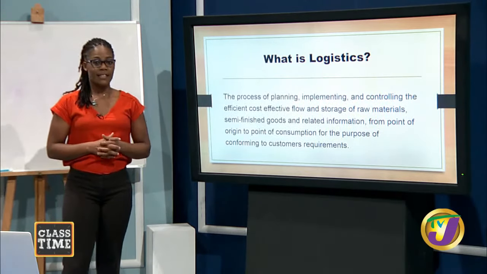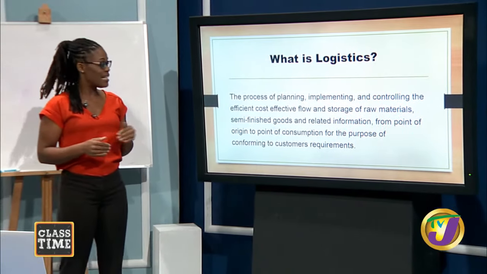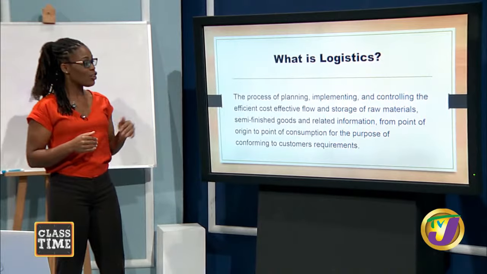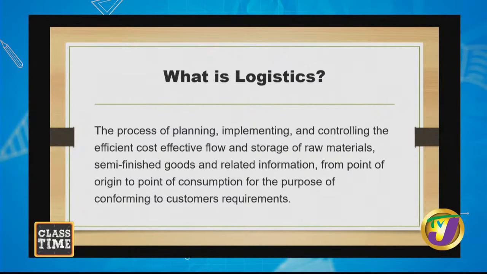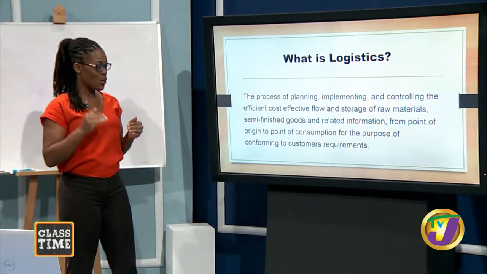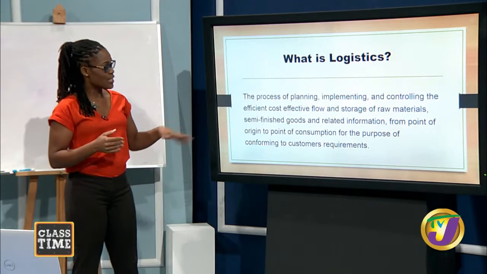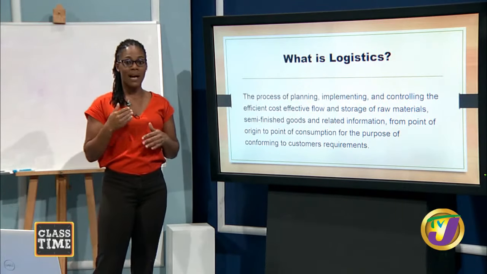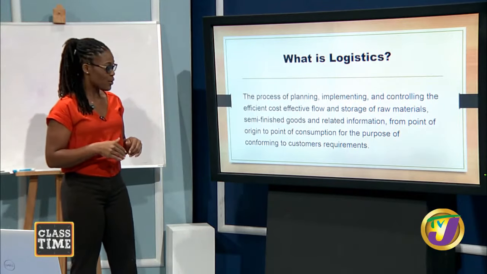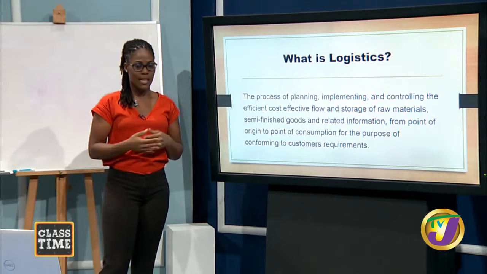Now, what is logistics? Logistics may be defined as a process of planning, implementing, and controlling the efficient, cost-effective flow and storage of raw materials, semi-finished goods, and related information from the point of origin to the point of consumption for the purpose of conforming to customers' requirements. Now, I know that's a mouthful, but as we go through, we'll understand more when we look at the different aspects related to logistics. Now, logistics is closely related to marketing. That's the lesson we looked at last time. So there will be some familiar terms and some new terms that you will learn today.